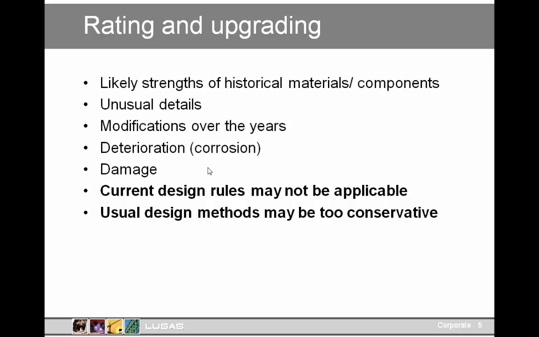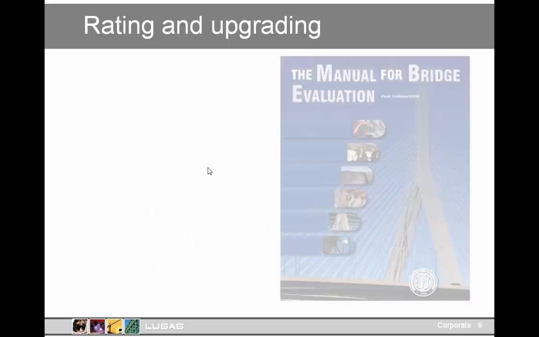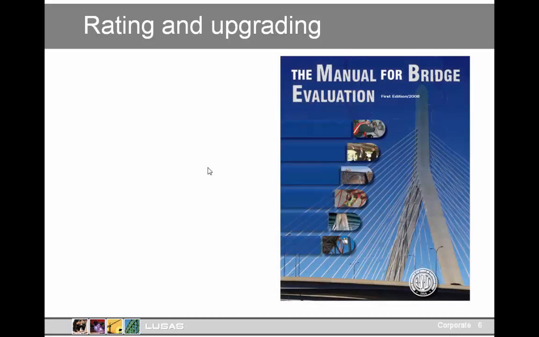In rating, when we say that number 3 bars are not enough, that could lead to millions of dollars of work. A better analysis, which proves they are okay, on the other hand, could mean no work, no disruption to the traffic, no river management, no demolition, no modification, no rebuilding, no cost. A less conservative analysis could make all the difference between a multi-million dollar job and no job at all. All of this means that a more refined analysis approach is justified.